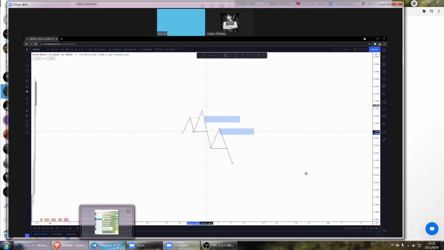And then we have the breakout traders. What do they do? What have they been taught? If price breaks structure, and if it comes back up and breaks structure once again, those guys are going to consider this high right here as a strong high. So what do they do when they find a strong high? They place their buy stops above this.